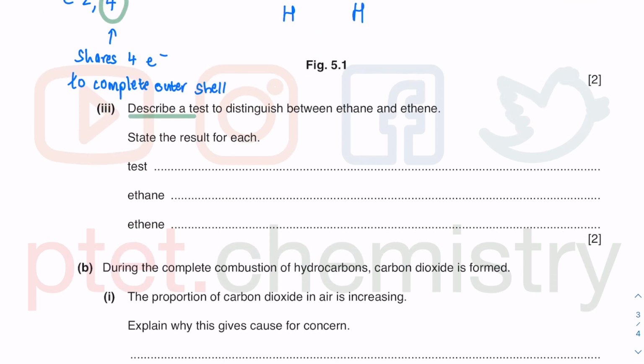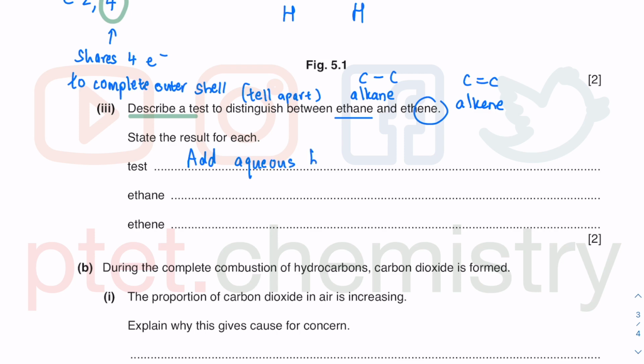Describe a test to distinguish. Distinguish means to tell apart the difference between ethane, which is an alkane from the A-N-E part of the name, and alkene, with a carbon-carbon double bond versus a carbon-carbon single bond. You can add aqueous bromine. You add bromine water. So you can say add aqueous bromine, or add bromine water.